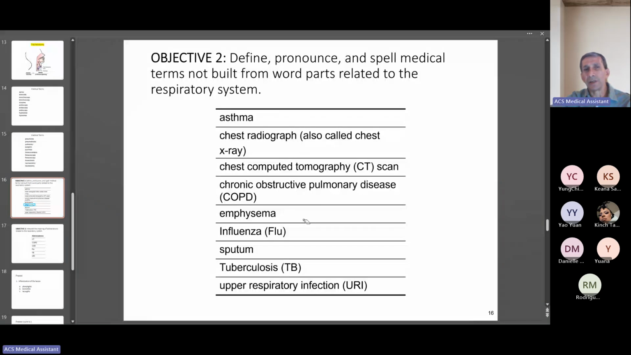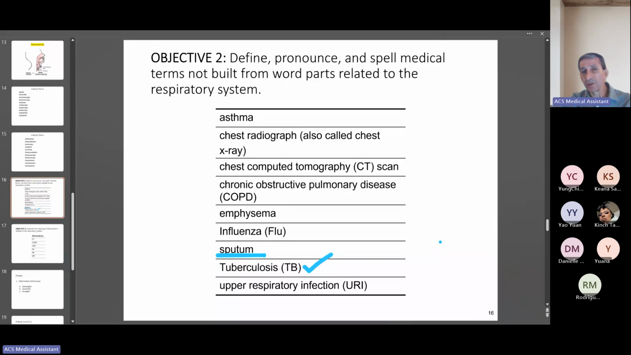Let's go to the next one. Sputum. What is sputum? Sputum is this mucus, these secretions, this phlegm that comes from the lungs. Sputum is not something that is produced in the throat or in the nose. No, it has to be from the lungs. So we do a test that is called the sputum test. We collect that when we suspect that you might have TB. What is TB? Tuberculosis.